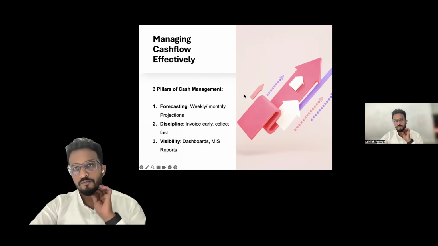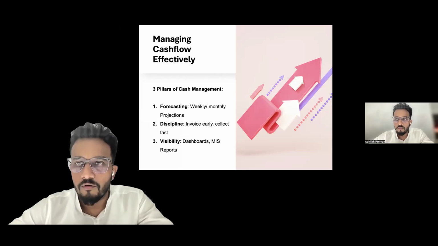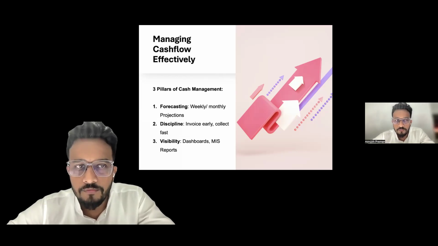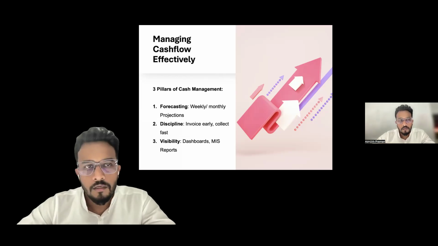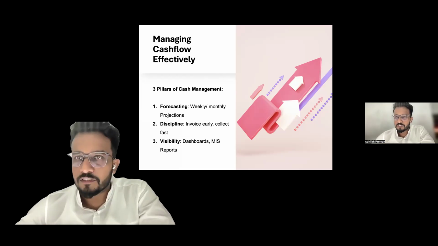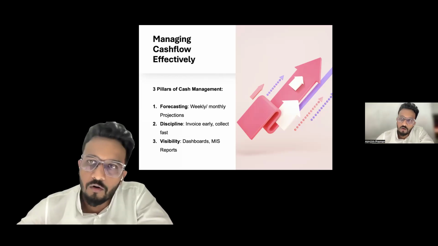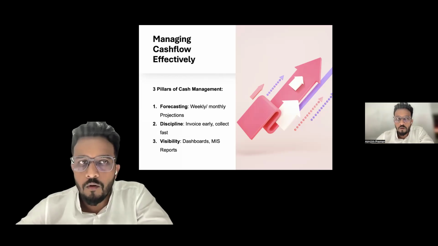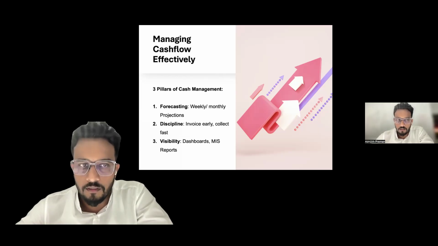Now, managing cash flow effectively. This is another important thing everybody should be following. There are three pillars of cash flow management. One is forecasting, second is discipline, and third is visibility. Forecasting means you need to have weekly and monthly projections. This week, how are your cash collections going to be? How are your cash payments going to be? What is the shortage you are expecting, or what is the excess you are expecting? And you need to plan accordingly. So forecasting is a very important thing.